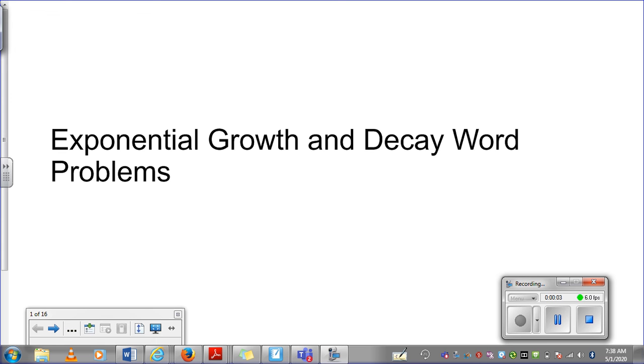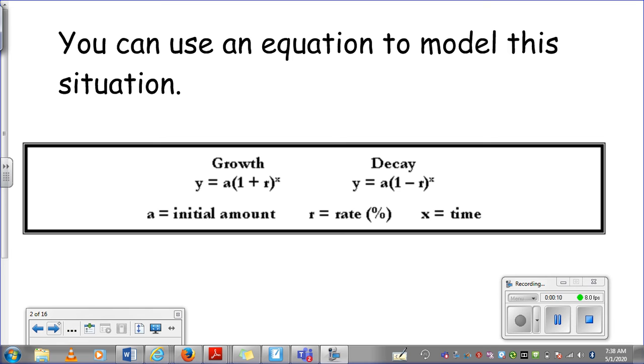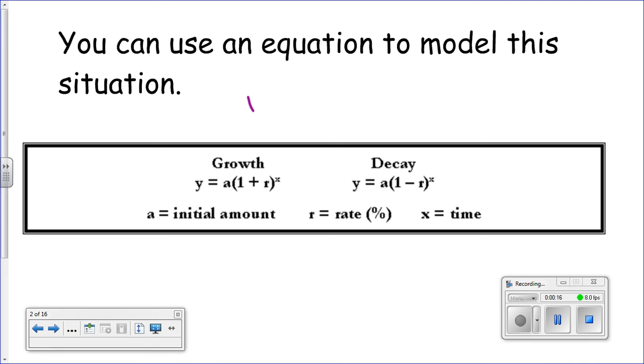In this video, we're going to be looking at exponential growth and decay word problems, and we're going to be using a specific formula just for it. So you can use an equation to model this situation. This is the exact same formula as the one that we have been working with.